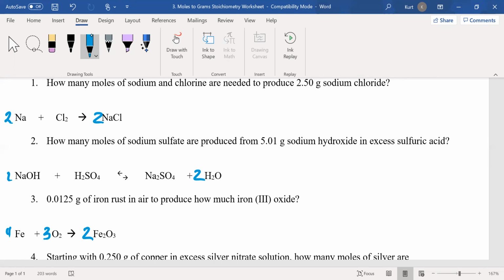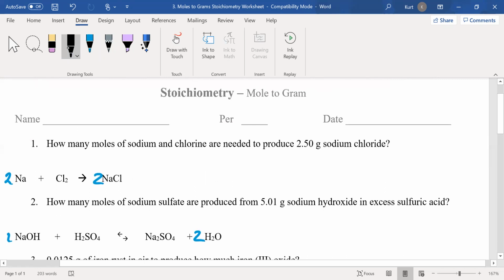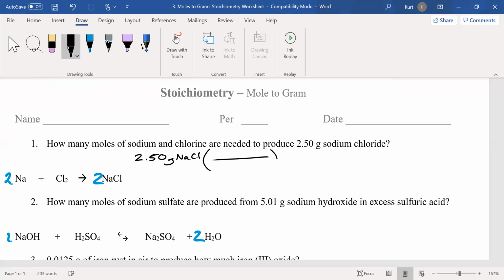All right. Here we go. How many moles of sodium and chlorine are needed to produce 2.5 grams of sodium chloride? Okay, so this is going to be two problems. So 2.50 grams of NaCl. The first conversion is you need to find the molar mass of sodium chloride, and you need to convert it to moles. So this first step is molar mass.